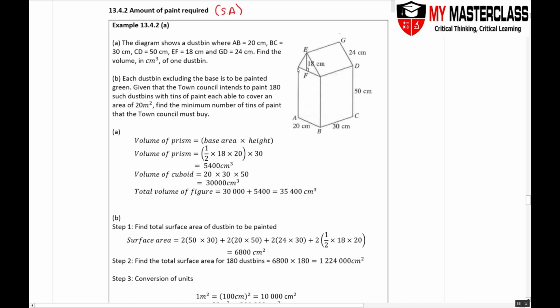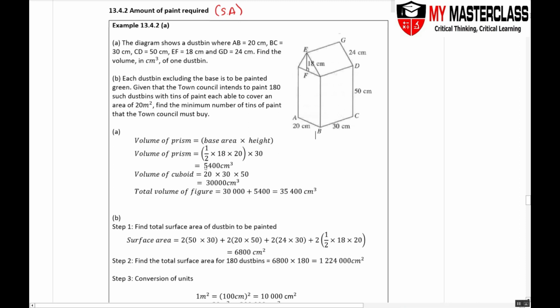So what you can do is break it up into this triangular prism that I'm highlighting for you here, as well as the cuboid that you have here. The volume of a prism is always cross-sectional area times height, right? Let me erase this so that you can see the lengths clearer. The height of your triangle is 18, your base is 20 cm. So half times 18 times 20 times the height of your prism, which is this length here of 30 cm. You get this volume.